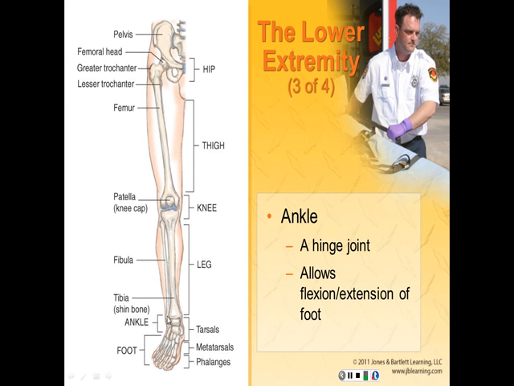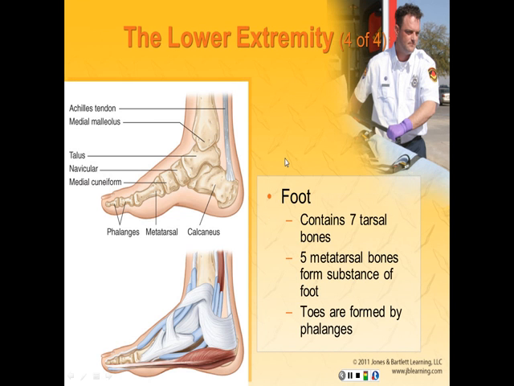The ankle is a hinge joint. It allows flexion and extension of the foot. And then the foot contains 7 tarsal bones. The talus and calcaneus are the largest of these bones. The calcaneus is your heel. The talus is just above that.